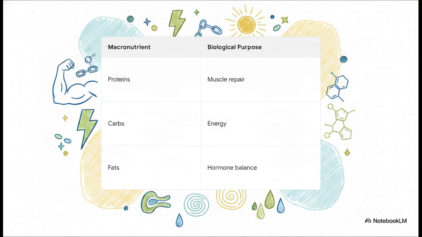Now, what's really interesting about this slide is that it shows how all calories are not created equal when it comes to what they do inside us. They aren't just arbitrary numbers, they're categorized into macronutrients that serve highly specific biological functions. Proteins are vital for muscle repair. Carbs are your body's primary source of energy. And fats, they are absolutely crucial for hormone balance. You genuinely need all three to function optimally.